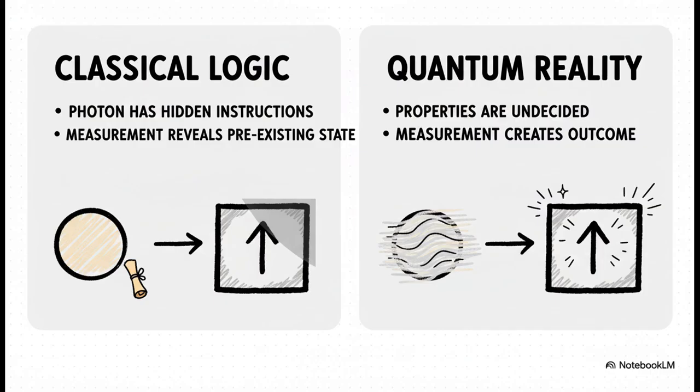Now, there are two ways to think about this. The classical way assumes each photon left the atom with some kind of hidden instruction booklet, telling it exactly how to behave at any angle we might choose. Our experiment just reveals what was already there. But quantum mechanics says, nope. It says the outcome is genuinely random, undecided right up until the exact moment we measure it. Our experiment actually creates the result.